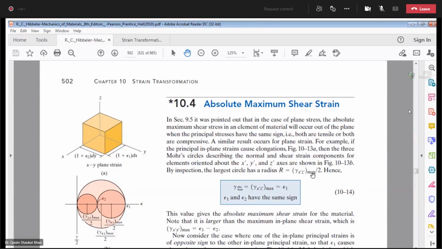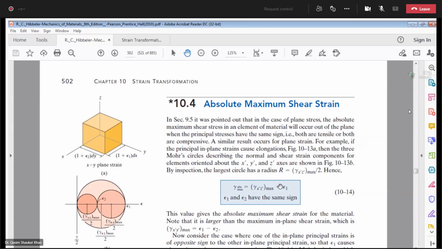Is this point clear? Yes, sir. And your maximum in-plane shear strain will be, in this case, epsilon 1 minus epsilon 2 over 2, which is equal to gamma xy over 2. The 2 in the denominator will cancel out. So your maximum in-plane shear strain for the case when both your principal strains are positive will be epsilon 1 minus epsilon 2. Okay.